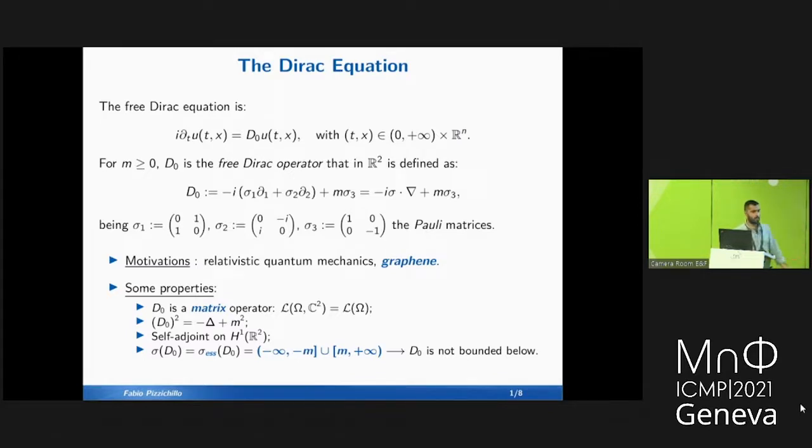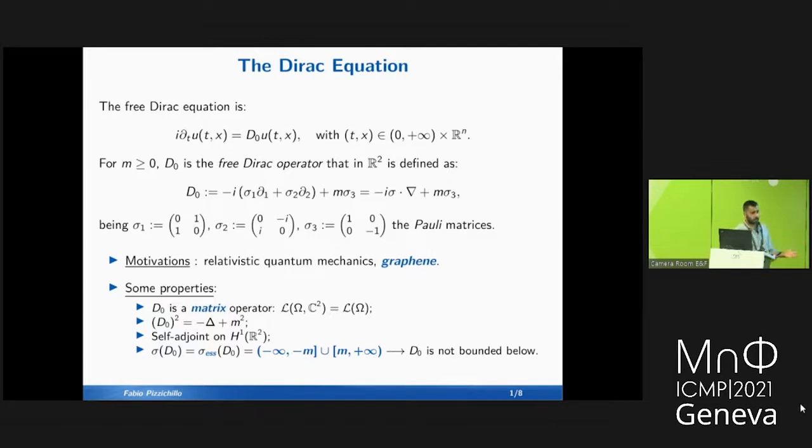So let me give you some properties about this guy. The first thing that is evident is that the Dirac operator is not a scalar operator, it is a matrix operator. So this will add some technical difficulties. In particular, remember that all the functions that we will consider in this talk will be C2-valued functions. Of course, I will omit this to make the presentation clear.